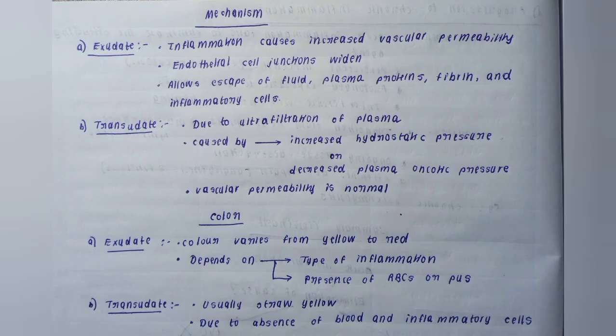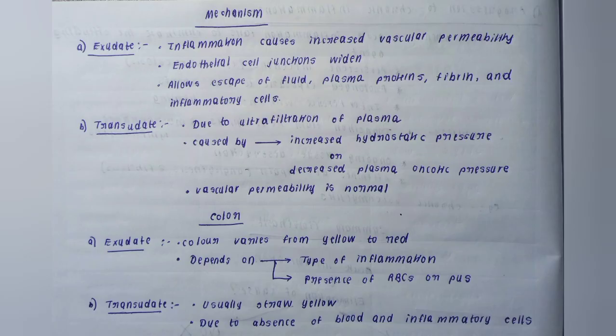Whereas the transudate mechanism, what happens? It happens due to ultrafiltration of plasma, which is caused by increased hydrostatic pressure or decreased plasma oncotic pressure. If hydrostatic pressure increases, the fluid goes out. Again, with decreased plasma oncotic pressure, it goes out. So that is how it happens. However, here the vascular permeability is normal.